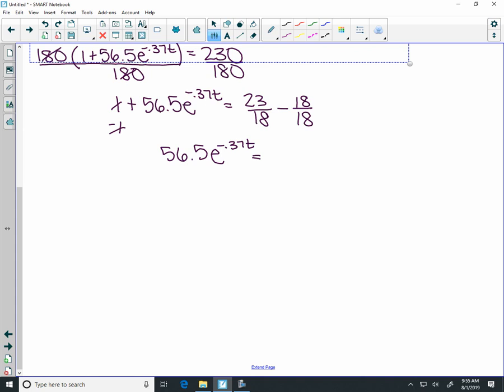And let me keep that in fraction form. So I'm going to end up with 5/18 over here. And now we're going to need a calculator, because now we're going to divide by 56.5. Don't be shocked when you end up with a terribly small decimal here. 5/18 divided by 56.5, I got 0.0049.